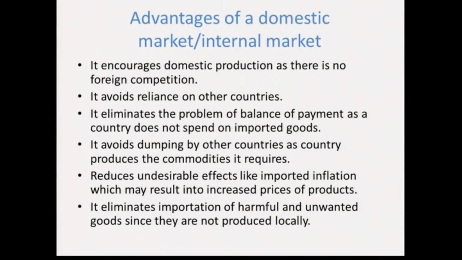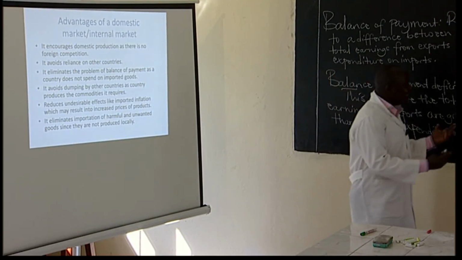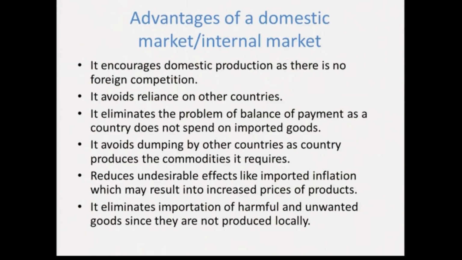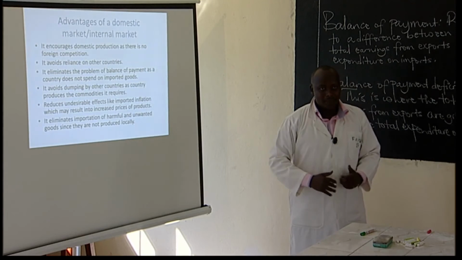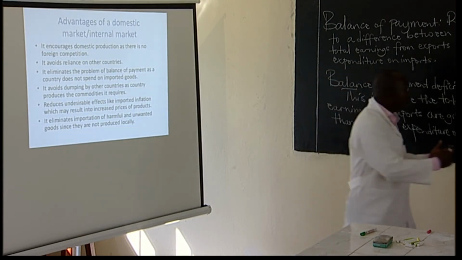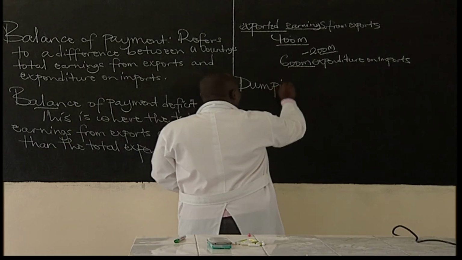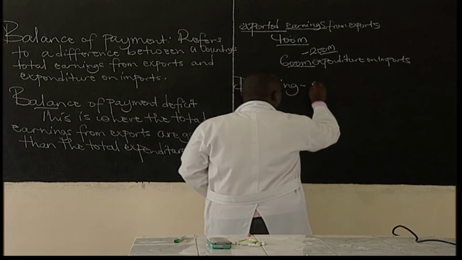The next benefit of internal market: it avoids dumping by other countries, as a country produces the commodities it requires. Now, what is dumping? I don't mean dumping wastes into dustbins. In order to understand the point, what is meant by dumping?